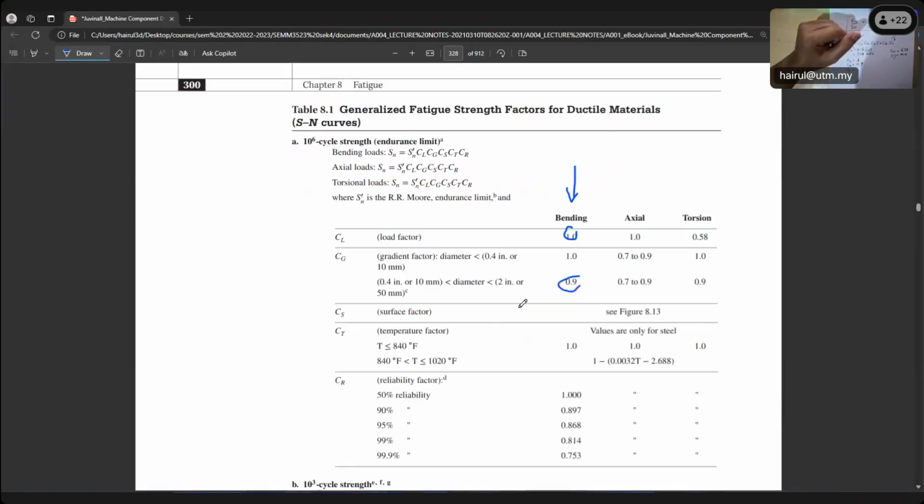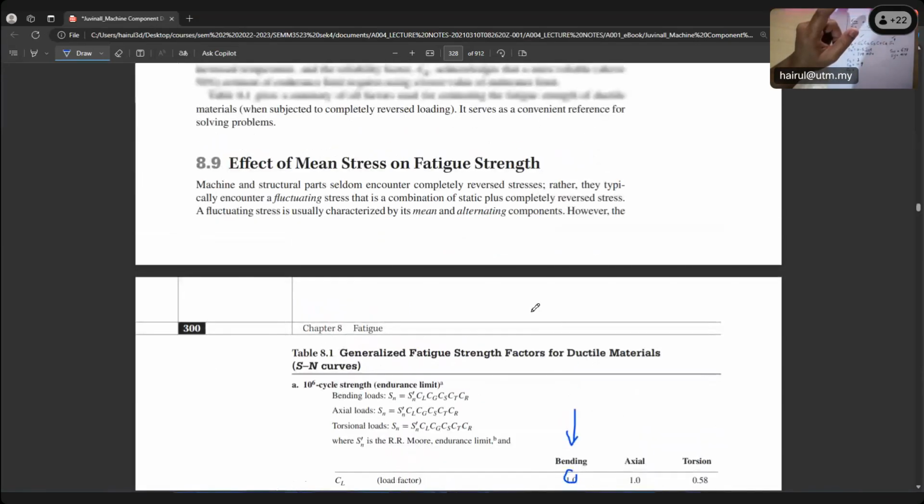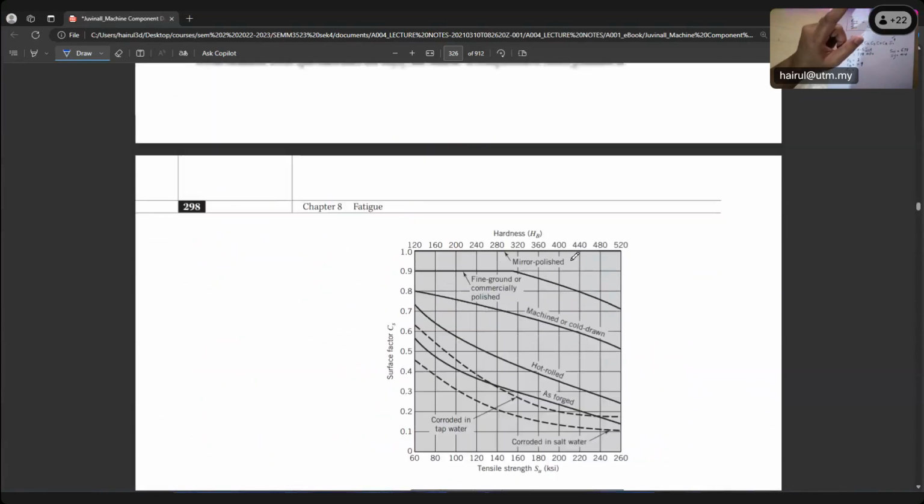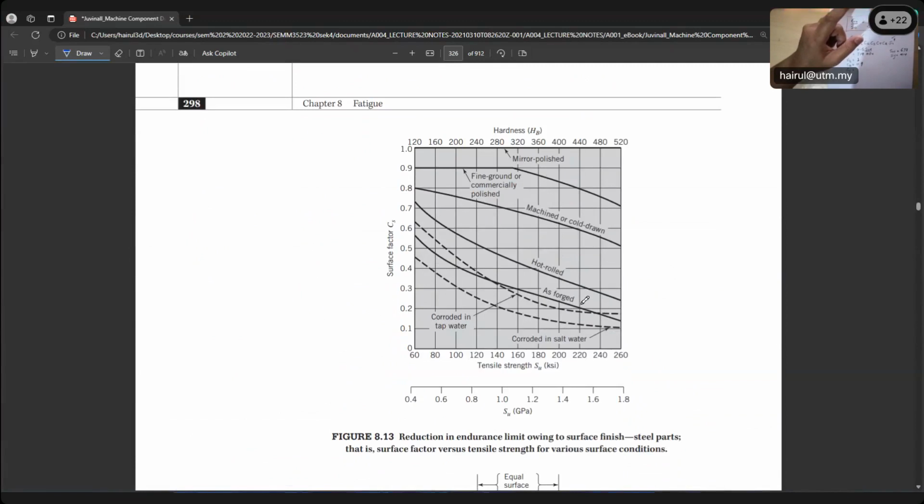So what we do to get CS is use figure 8.13. Figure 8.13 is here. Can you see figure 8.13? You should also highlight this in your textbook. Based on our SUT of 638, SUT is your x-axis and the y-axis is your surface factor CS. Do not take the upper scale. The upper scale is for English units, KSI. Use the bottom scale, where SUT is in gigapascal, 638 is what? 0.6. Right, class?